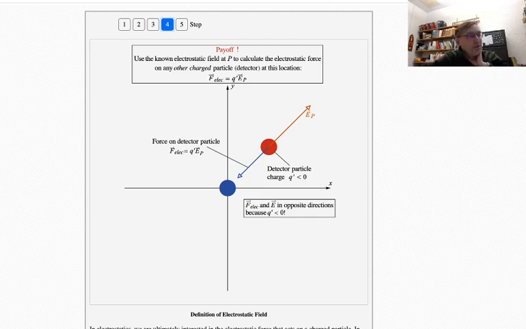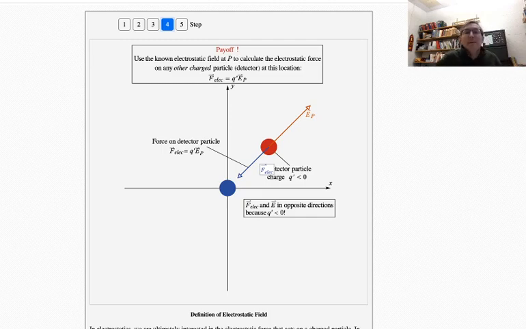And I, just to be tricky, assumed that the pet particle, the detector particle, the red disk, had negative charge. So that Q prime was a negative quantity. So then Q prime times E at P is a force, a vector, F electric, that is opposite to E at P. And that's the blue arrow there. And that's the direction of the electrostatic force on the detector particle. This is the kind of thing we're going to do all the rest of this chapter, this kind of thinking.